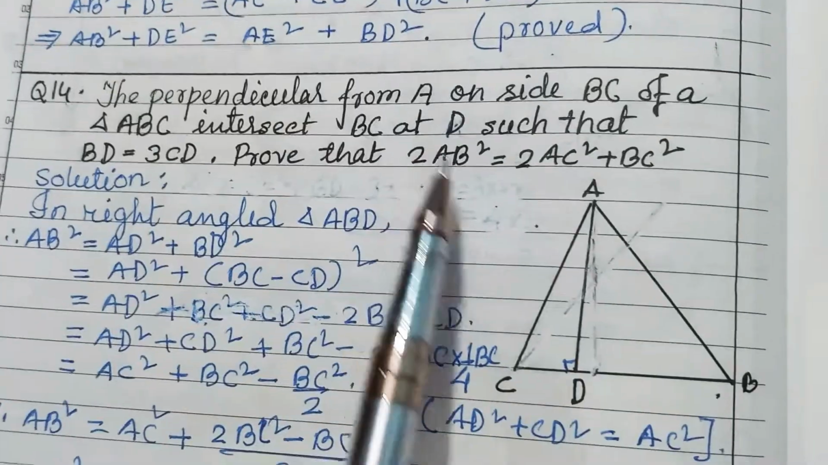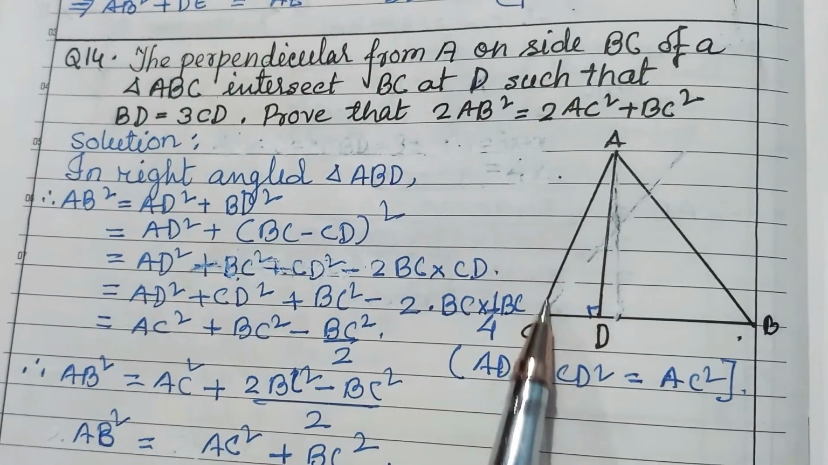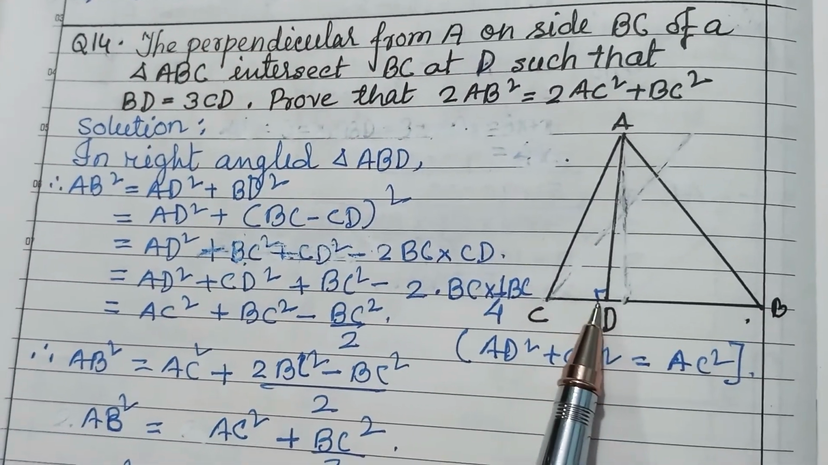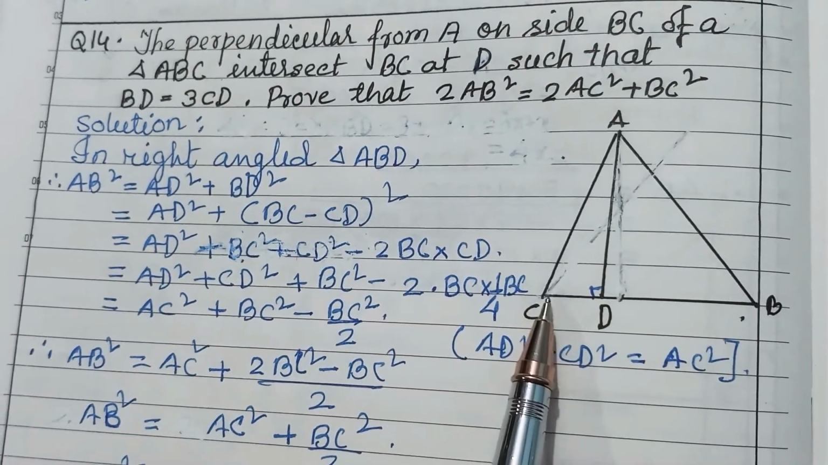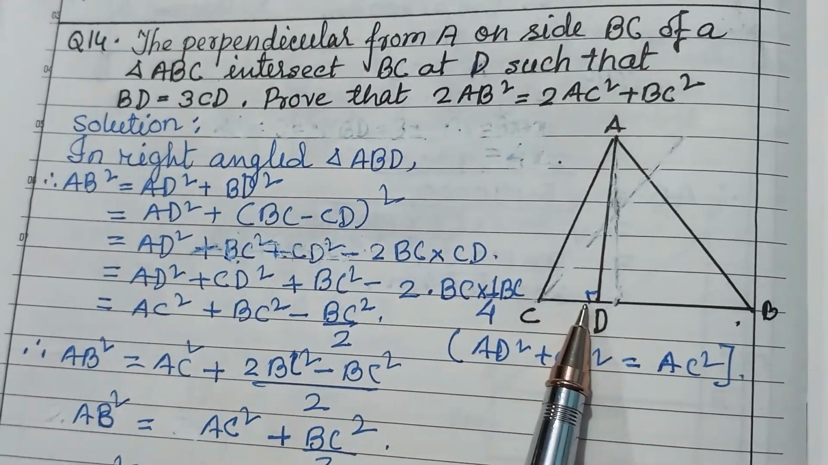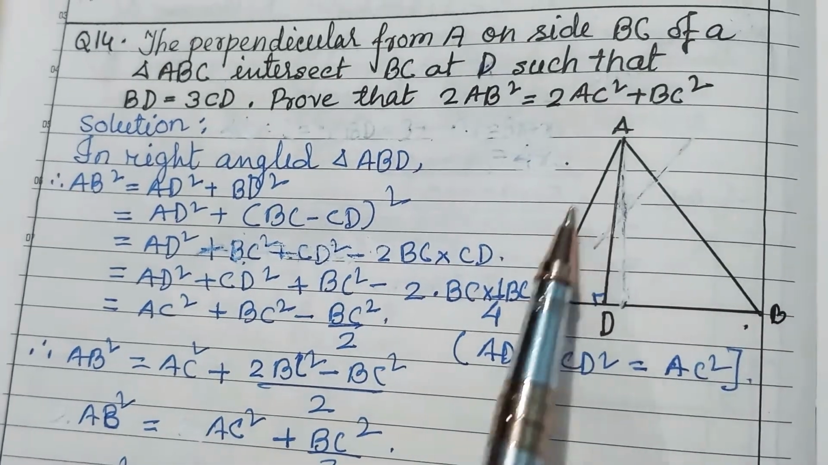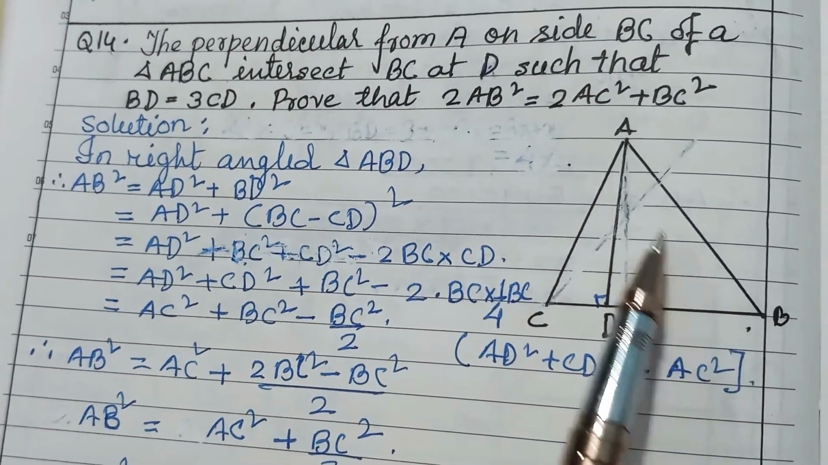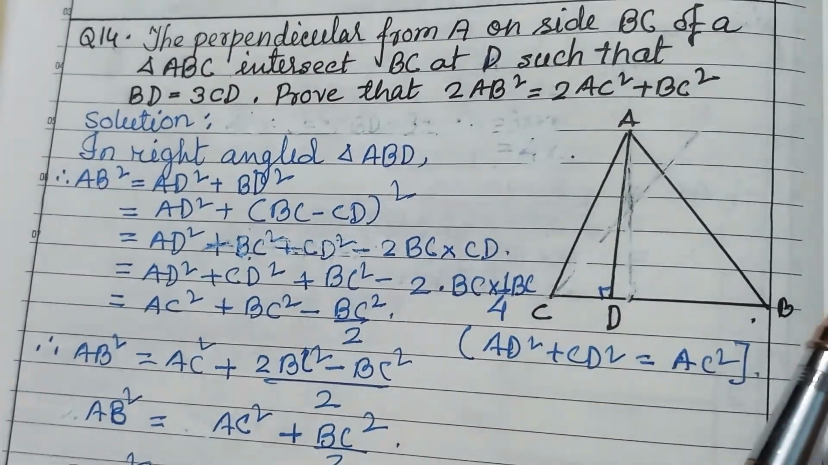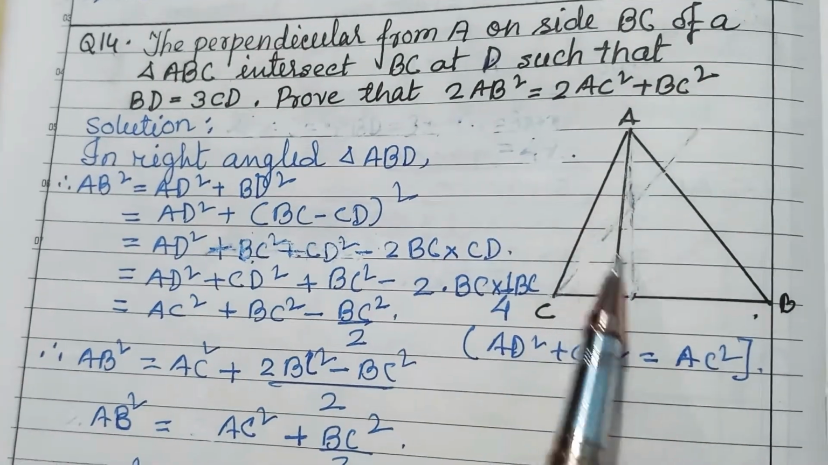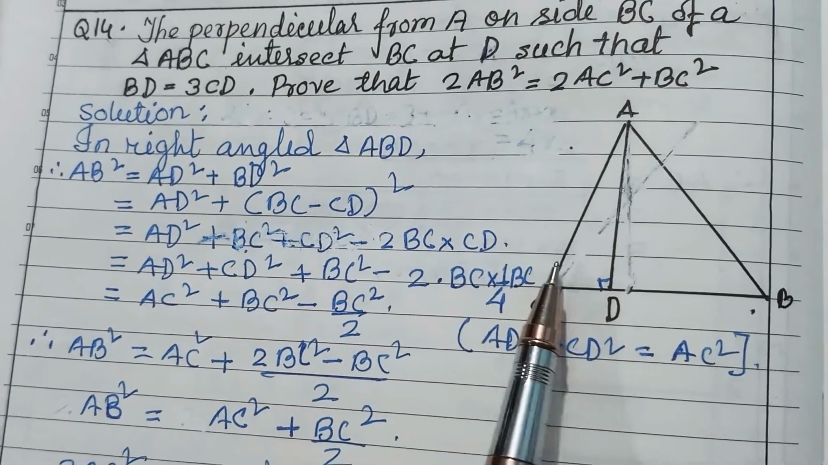Next, question number 14. The perpendicular from A on side BC of a triangle ABC intersects BC at D such that BD is equal to 3 CD. Prove that 2AB square is equal to AC square plus BC square. This we have to prove. Always it is the Pythagoras theorem. All the questions we have to solve, so we have to take one by one right angle triangle and solve by Pythagoras theorem.